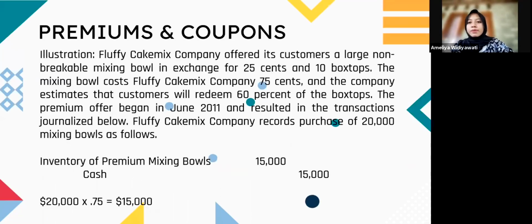And then premiums and coupons. Companies should charge the cost of premiums and coupons to expense in the period of the sale that benefits from the plan. According to accounting, estimate the number of outstanding premium offers that consumers will present for redemption. Charge cost of premium offers to premium expense and credit premium liability.